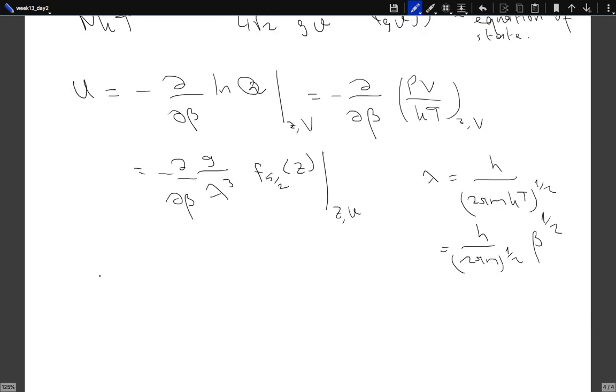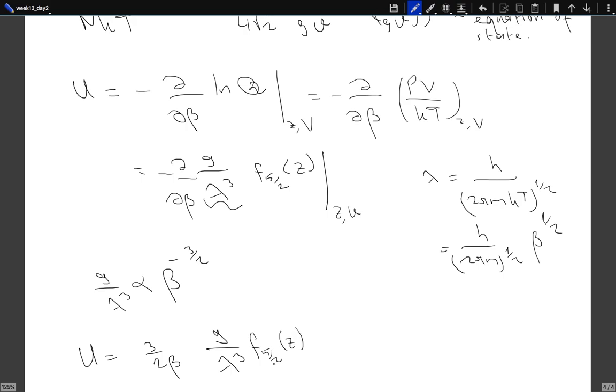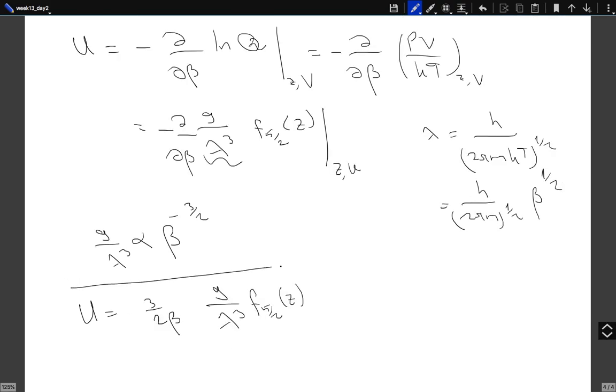So this g over lambda cubed is proportional to beta to the power minus 3/2. Now this is the only part that depends on beta at fixed z. And so that derivative would just bring down a factor 3/2 beta. And then the rest is what? g over lambda cubed f 5/2 of z. This is my U.